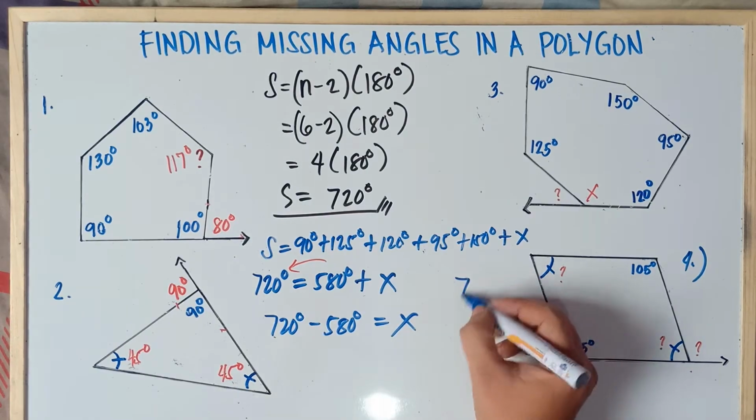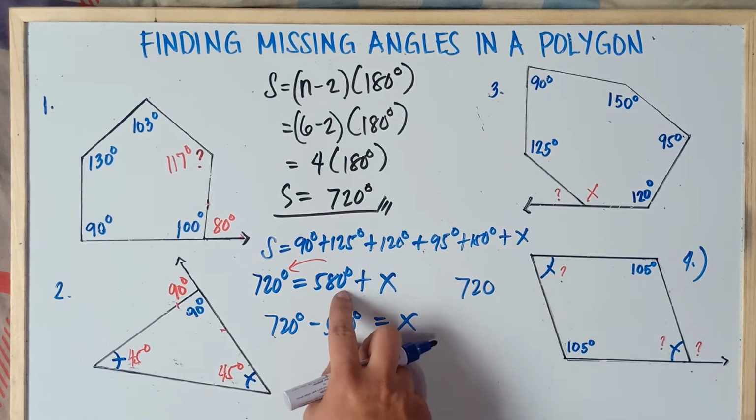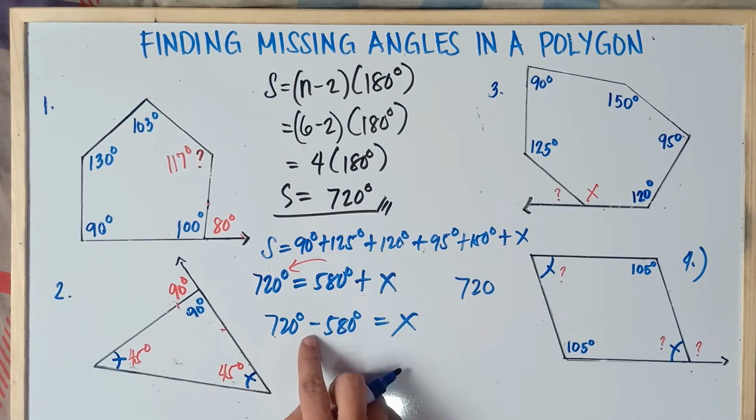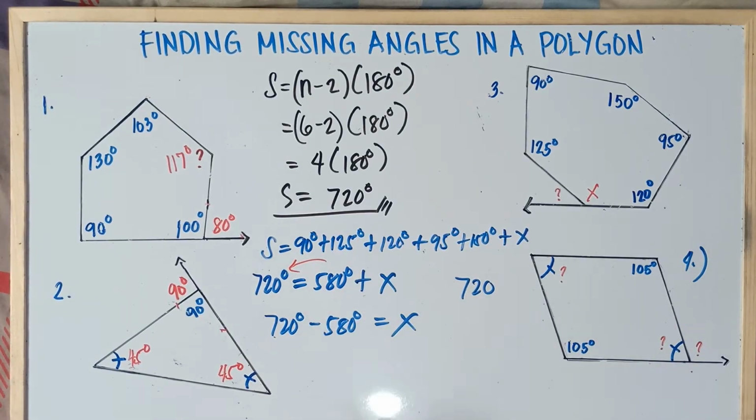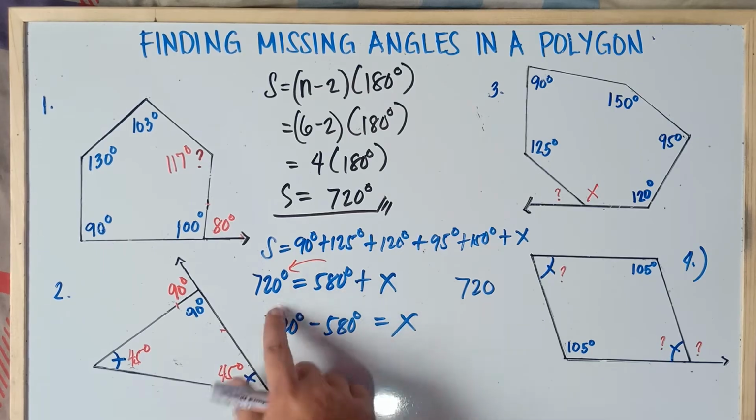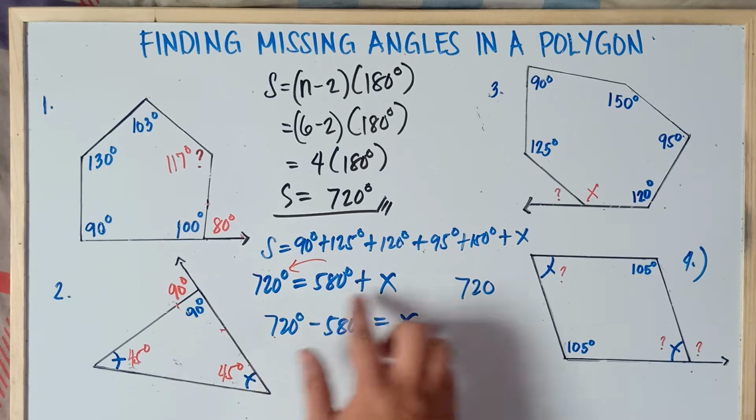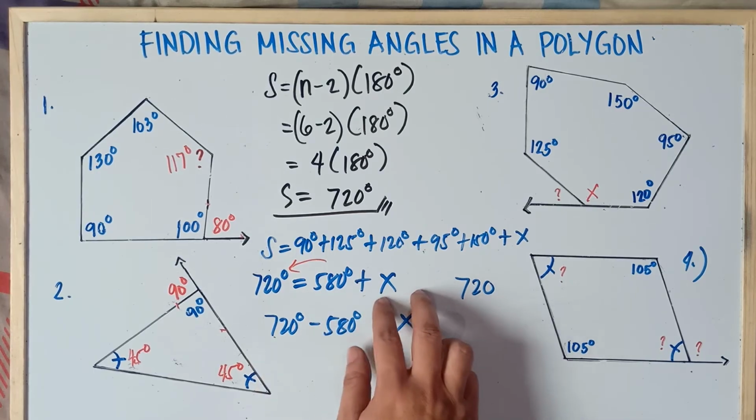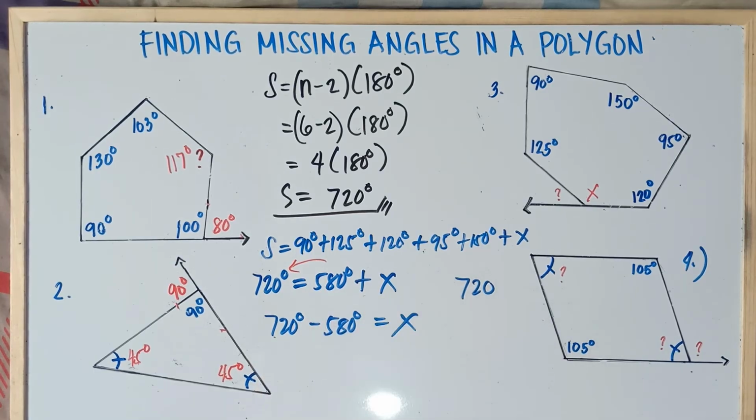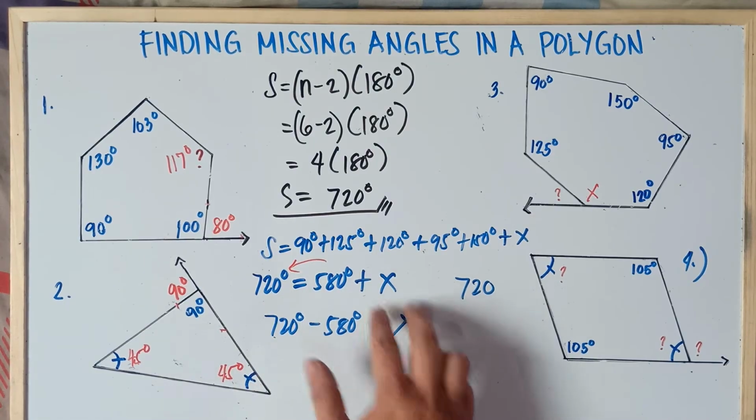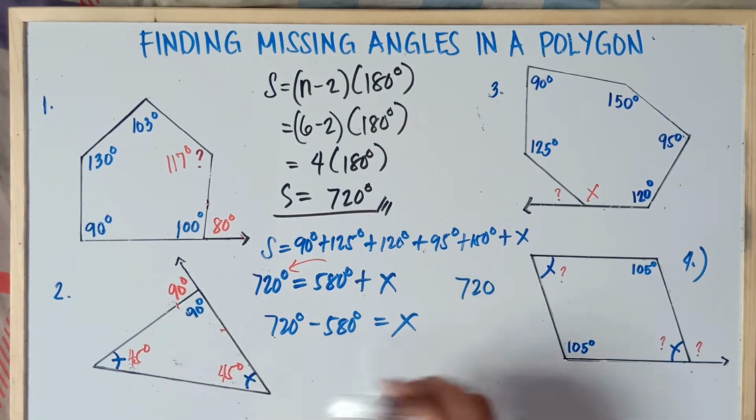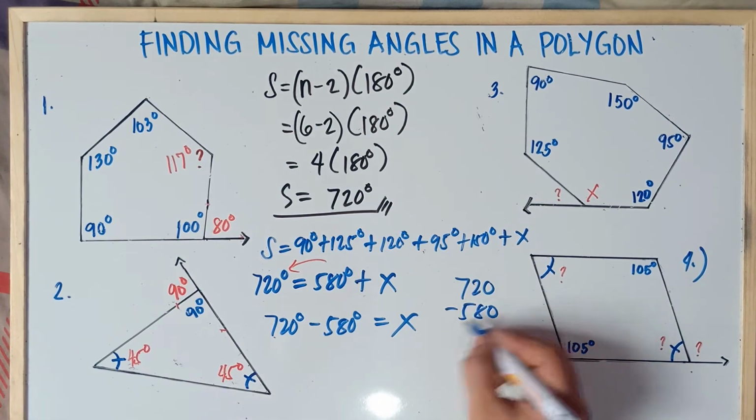Subtract from 720. Once again, class, once you transfer from this equal sign, you change the sign. This is positive, it will be negative. Question: sir, why do we need to transpose 580 from right to left? So that, class, the remaining expression on the right side of this equal sign is only x, because we need to find x. That's why we need to transpose 580 from right to left so that the remaining expression will be only x.